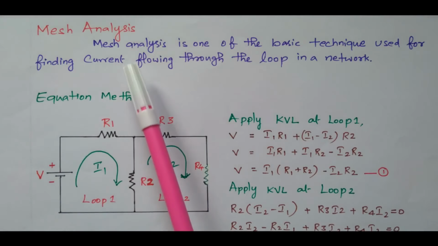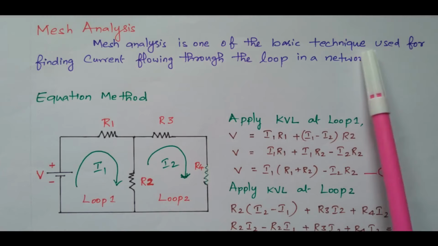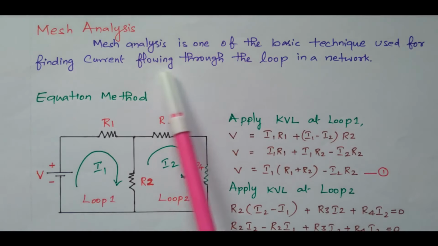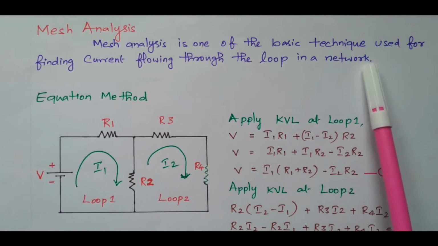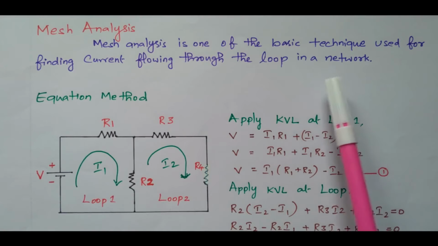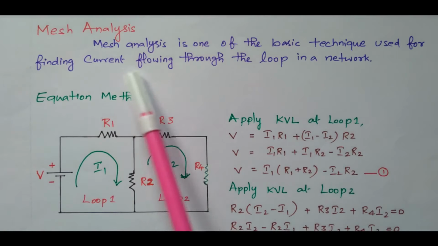What is mesh analysis? Mesh analysis is one of the basic techniques used for finding the current flowing through a loop in a network. Loop means a closed circuit. In a network, there can be n number of closed circuits, and in a closed circuit we can find the current flowing through the loop. So mesh analysis is the technique to find the current flowing through a loop in a network. In that, there are two methods available.